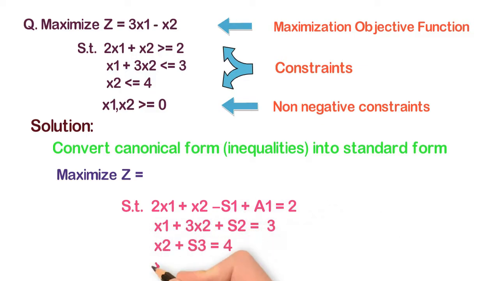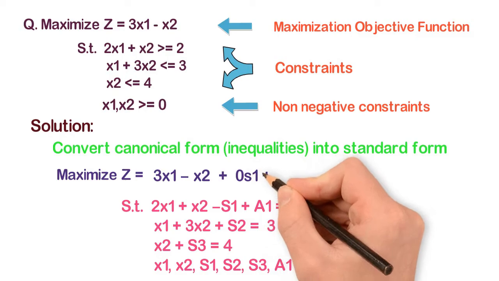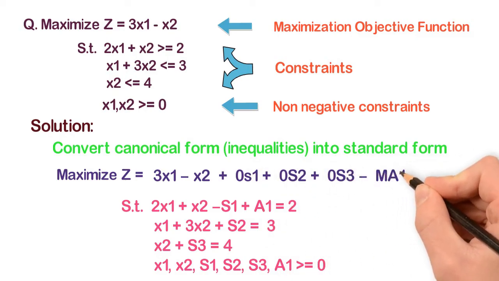Now the second and third constraints both have the less than or equal to sign. As the sign is less than or equal to, we have to add the slack variable. That's why the second constraint becomes x1 plus 3x2 plus s2 equals 3, and the third constraint becomes x2 plus s3 equals 4. And at the end we have to write x1, x2, s1, s2, s3 and a1 greater than or equal to 0. Now we have to convert the maximization objective function into standard form.